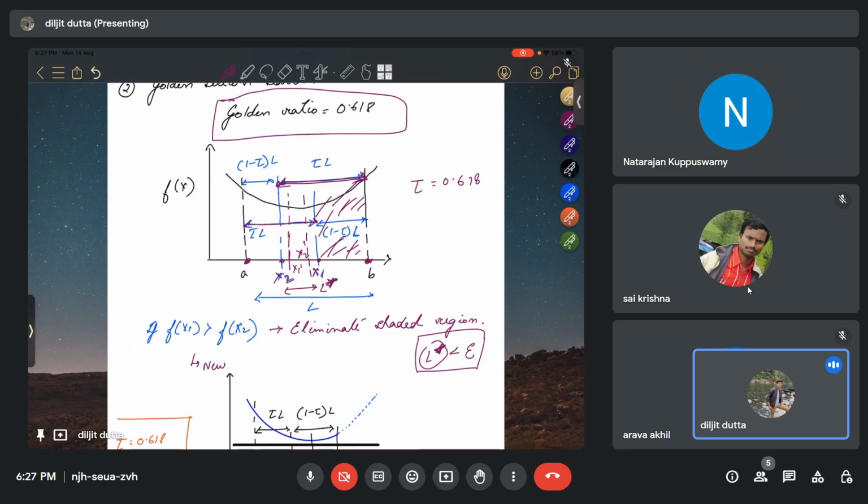After getting that, we will be narrowing the region based on the updated L. L will be updated every time, right? Initially L is between A and B. After the first iteration, L will be between x1 and x2. So we will be narrowing the sections based on this tau into L. Okay. Understood, right? Yes, sir.